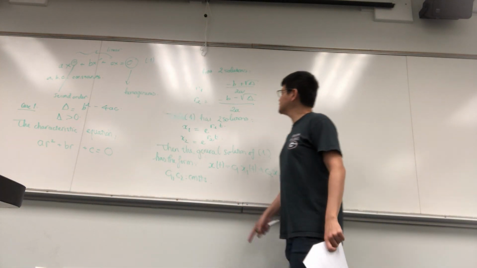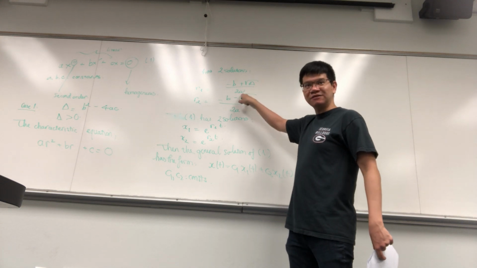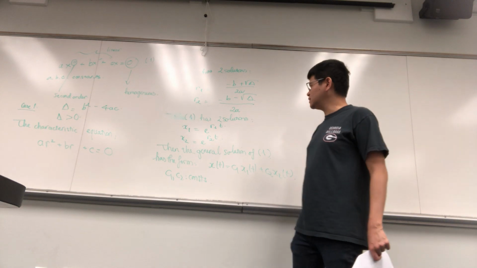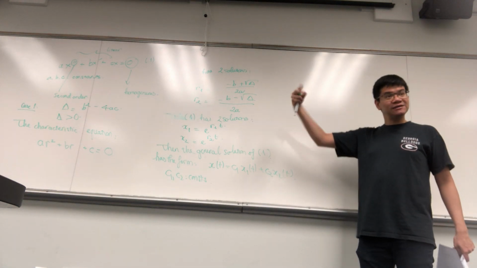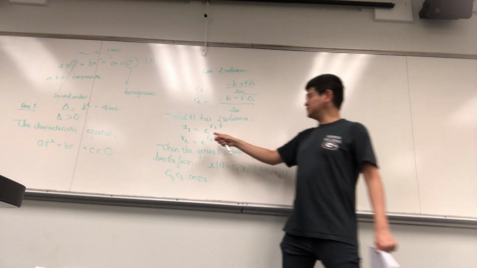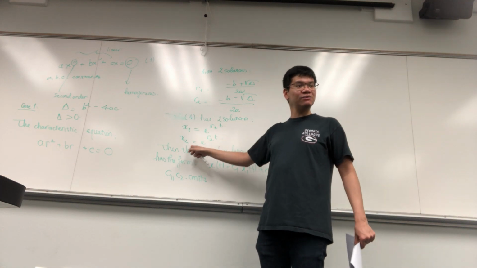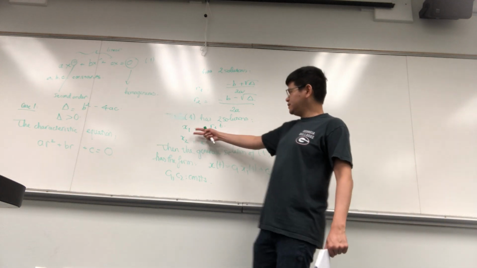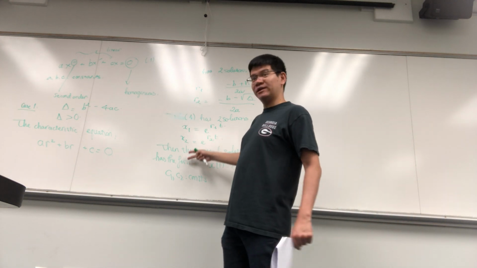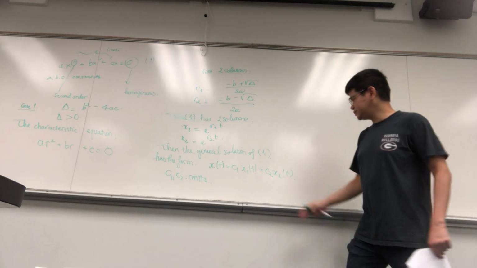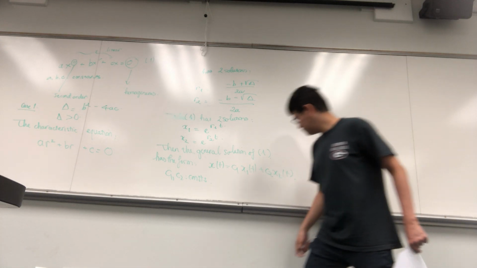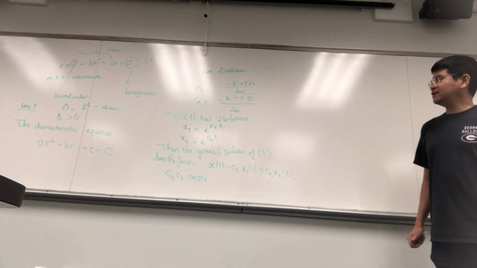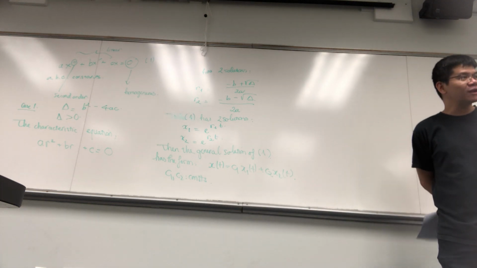The first one is minus b plus square root of delta divided by 2a, and the second one is minus b minus square root of delta divided by 2a. In this case, equation 1 has two solutions: the first one is the exponential of r1t, and the second one is the exponential of r2t. Then you linearly combine x1 and x2, which is x1 times c1 plus x2 times c2, in which c1 and c2 are constants. Then you get the general solution for 1.